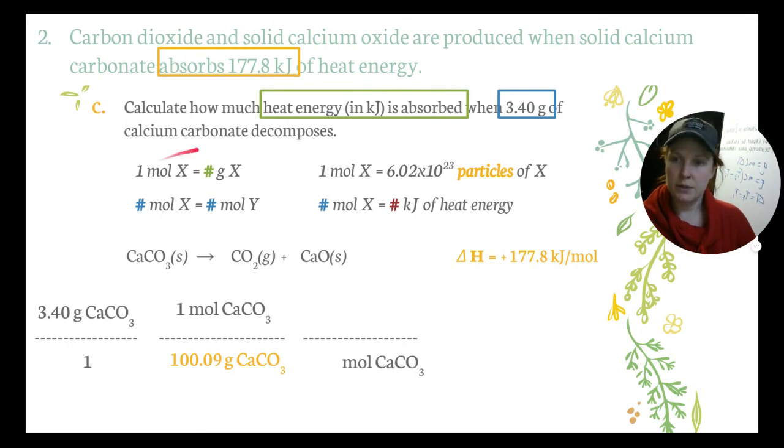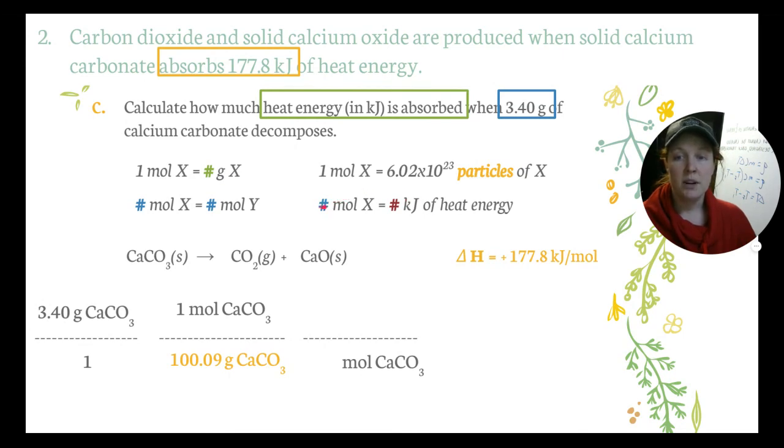Moles of X to grams of X would take us to grams of CaCO3, which actually would undo the work we just did, so let's not do this one. This one would take us from moles of calcium carbonate to particles, or molecules, of calcium carbonate, but that's not where we're going. So we're going to be using the bottom right-hand corner, this one here. We're going from moles of calcium carbonate to kilojoules of heat energy.